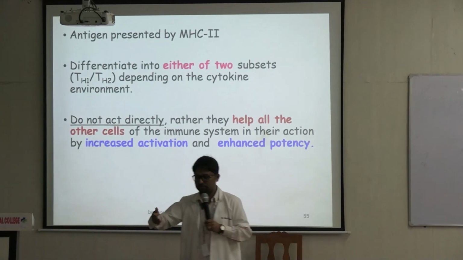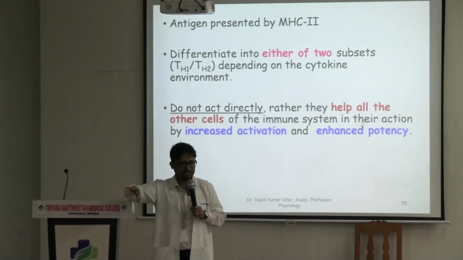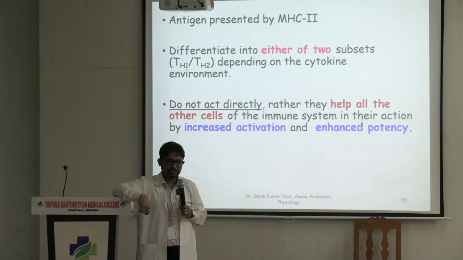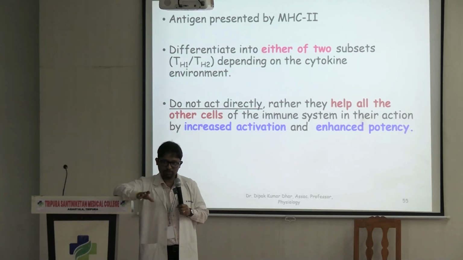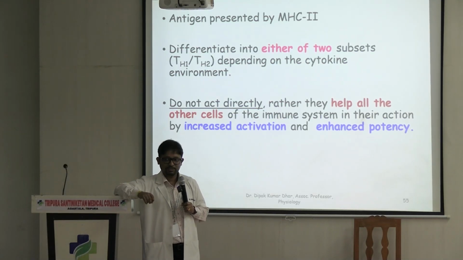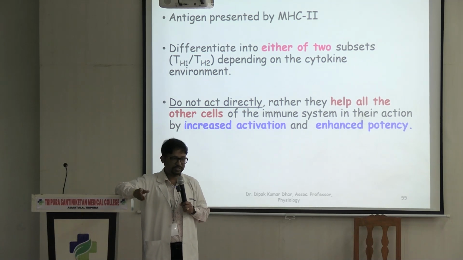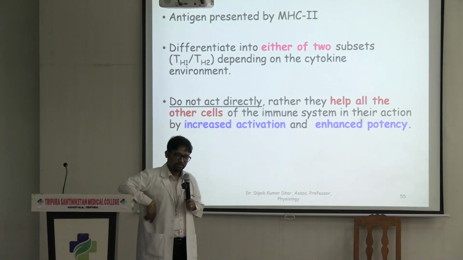From MHC2, where will it reach? MHC is present on the APC dendritic cell, so APC will take it to which cell? CD4 positive cell or CD8 positive cell? CD4 positive cell. So product should be 8. 4 into 2, 8. Remember it this way.